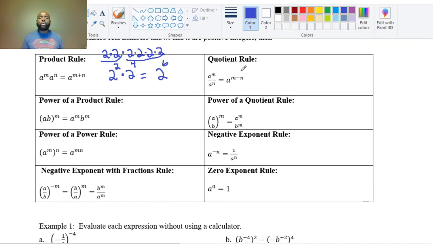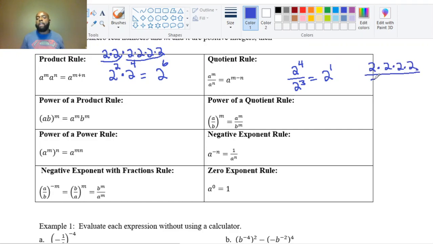A similar rule is the quotient rule. If you have bases that are the same, what you can do to simplify that expression is to subtract your exponents. And so if I had 2 to the 4th divided by 2 to the 3rd power, well, I can just write that as 2 to the 1st power, because 4 minus 3 is 1.